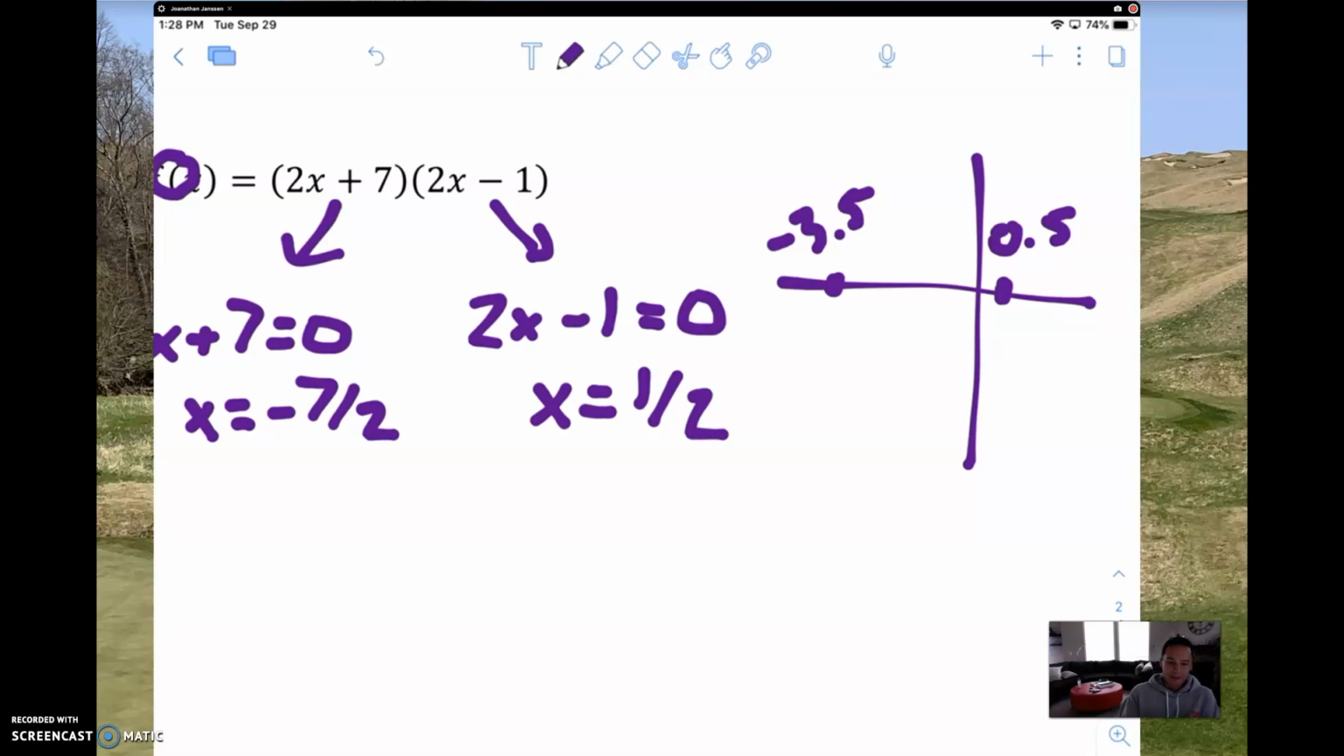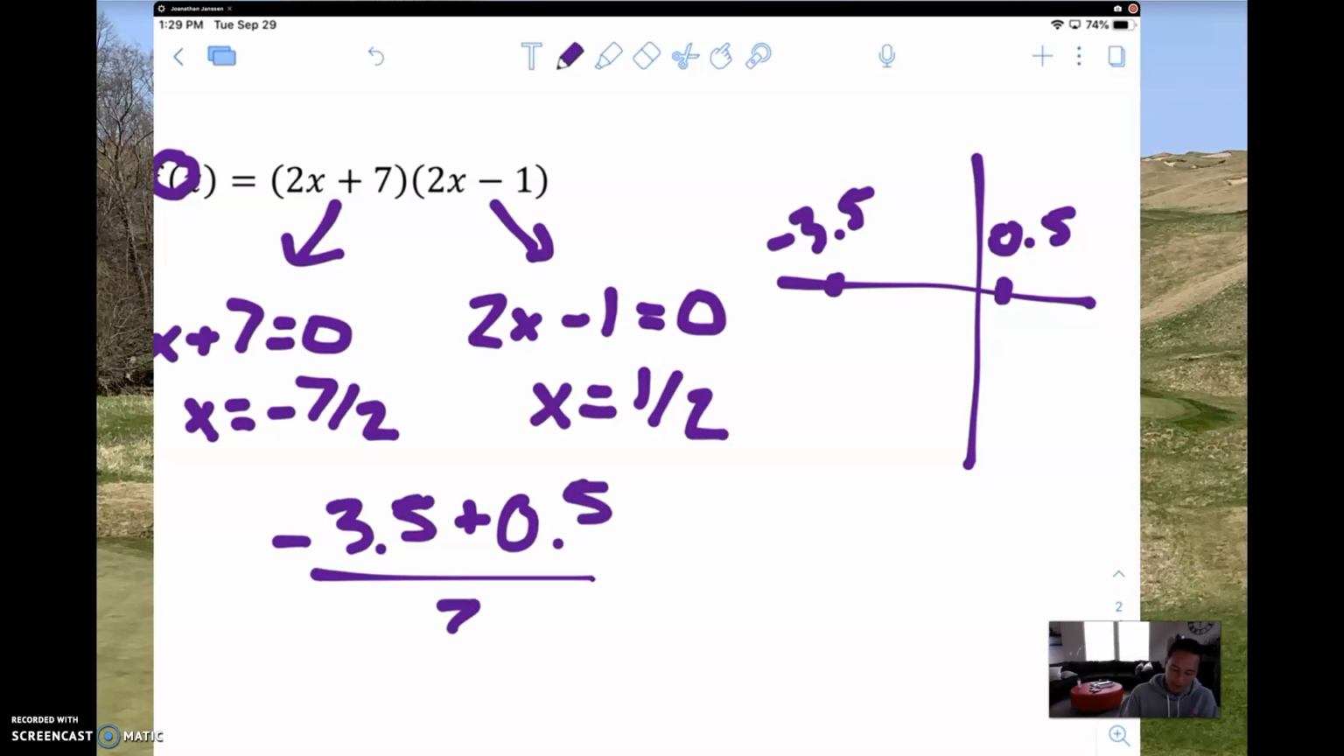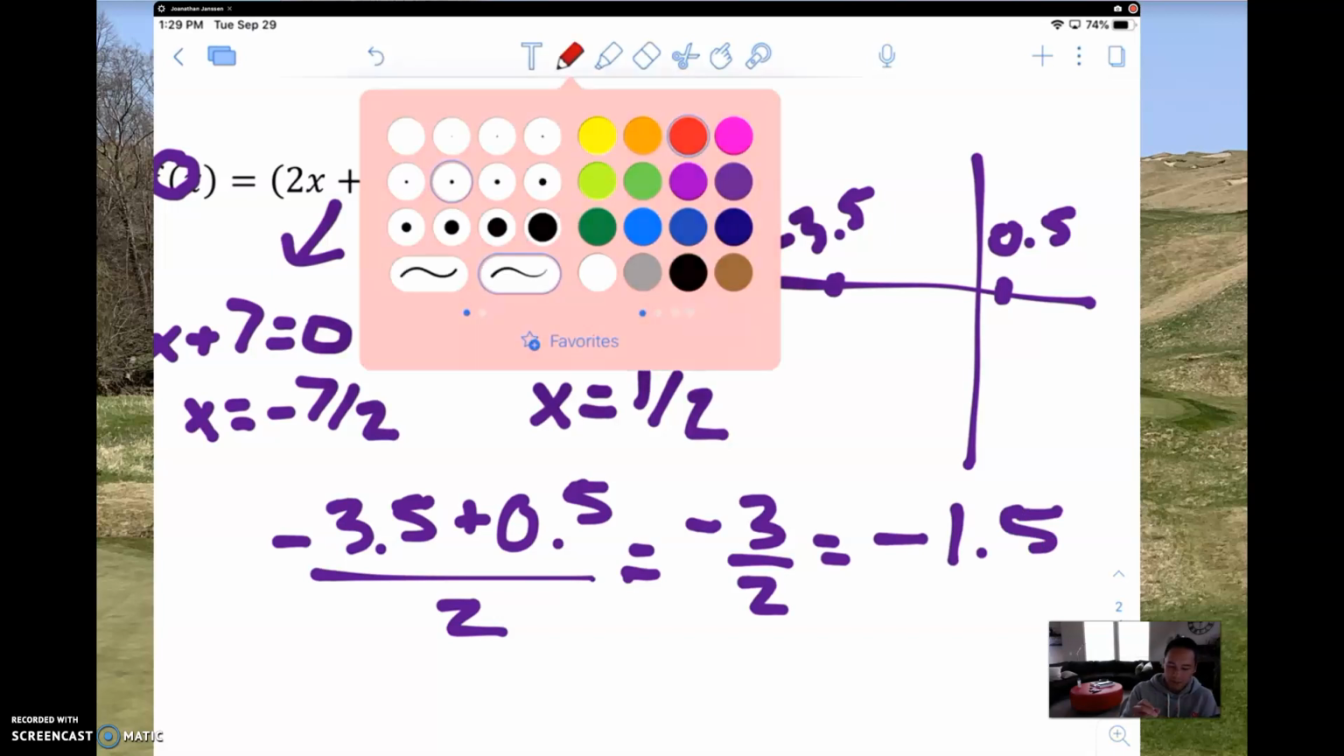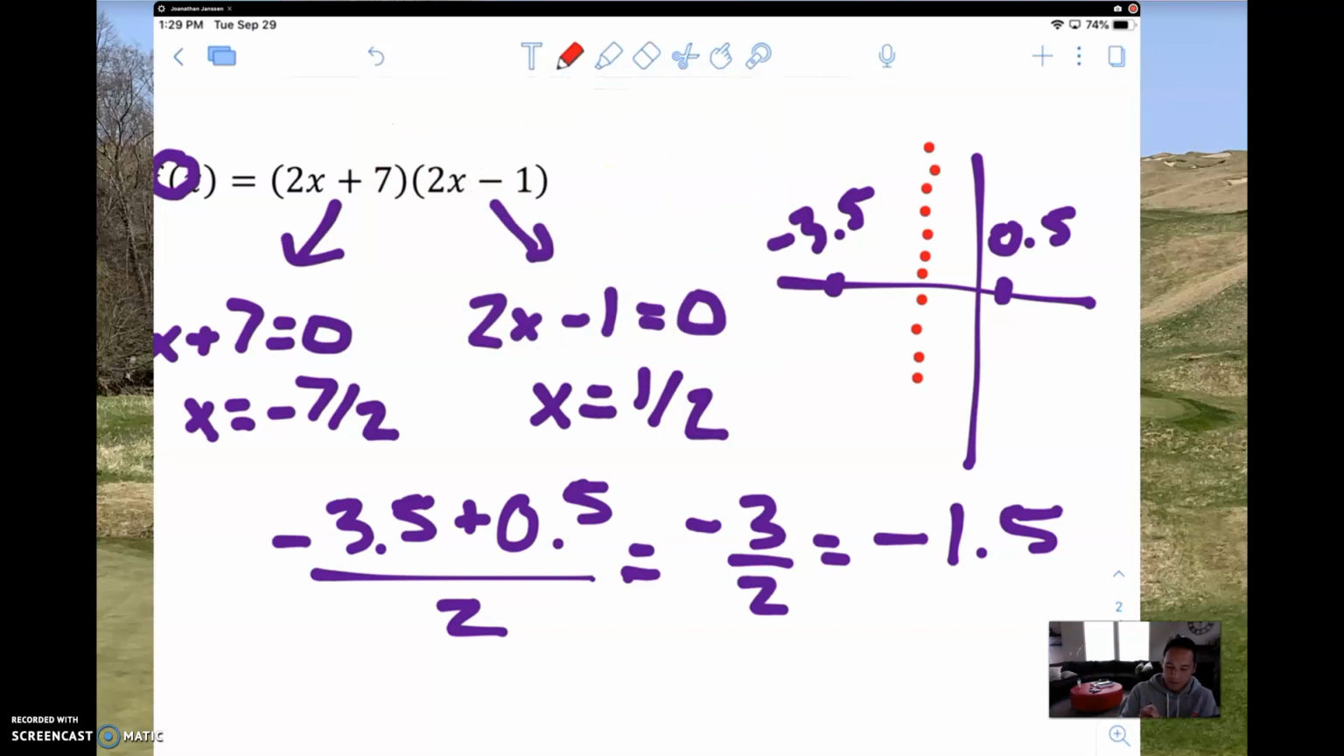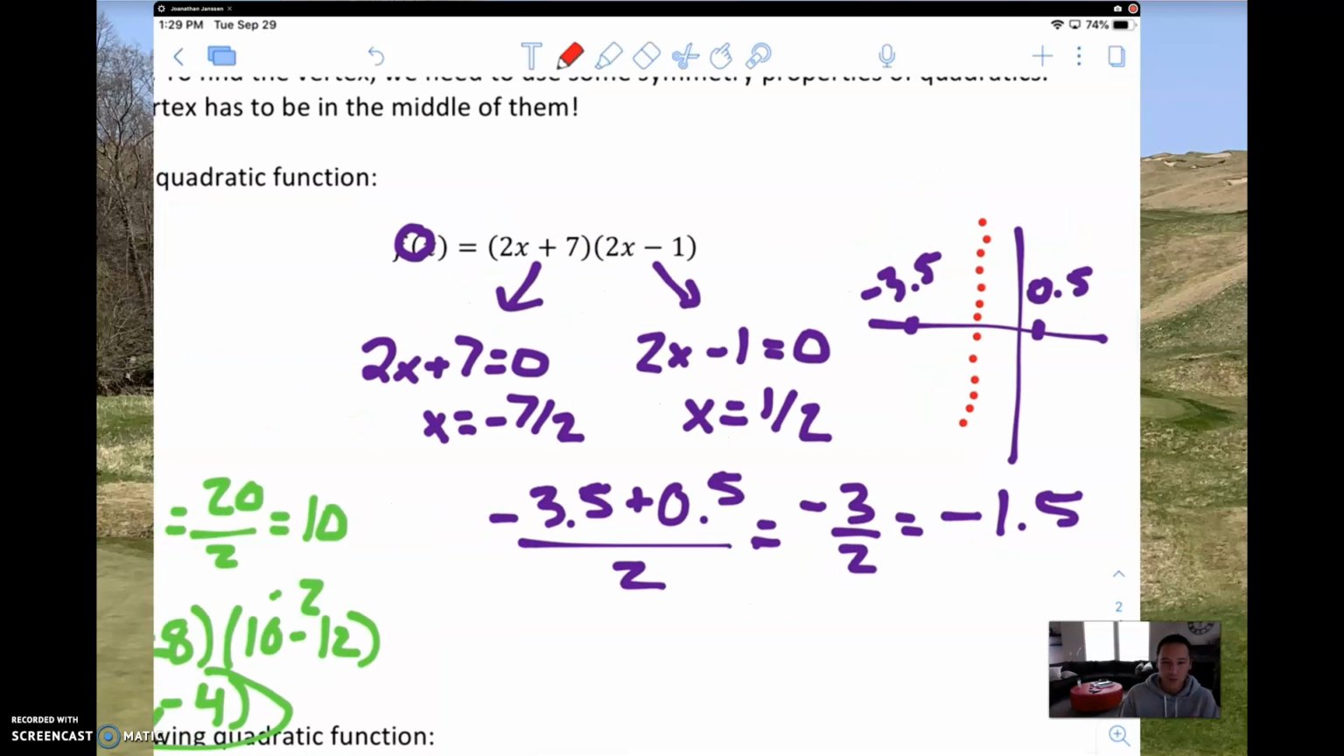And to find the middle of that, we can add those two together and divide them by 2. So if I take negative 3.5 plus 0.5 and I divide it by 2, that's just finding the average of them, the middle of them. We're going to get a negative 3 over 2, which you can think of as a negative 1.5. So our vertex is going to be, I'll draw it in a different color, right in the middle of those, somewhere at negative 1.5. I know that that's going to be the x-coordinate. So let's go ahead and replace it into the original function.